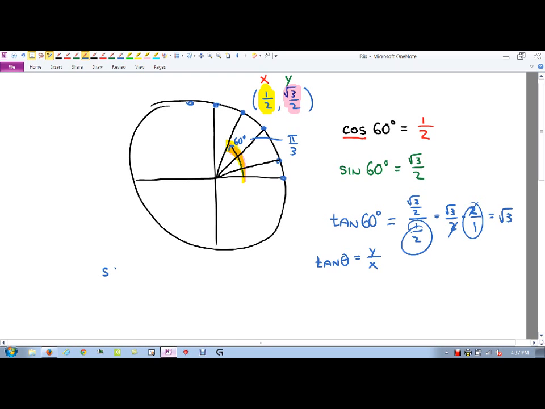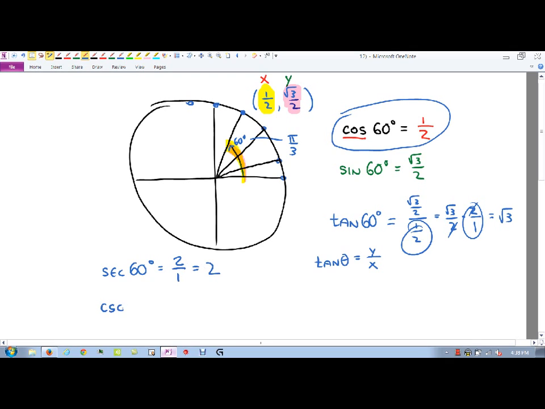I could do secant theta. Secant theta is the reciprocal of cosine. So all I have to do is look at secant of 60 degrees. So all I have to do is flip over the answer I got for cosine. So I go over here to cosine. My answer was 1 over 2. Secant is that flipped over, so it's 2 over 1, which is 2.